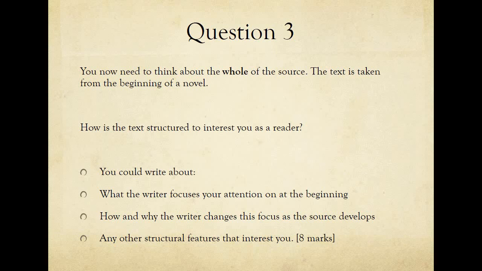I want you to write the subheading question 3. The two sentences at the top of the screen, I want you to write them down. And then the single sentence question underneath that, I want you to write that down. Everything that you could write about, those bullet points, you don't need to copy those down. Everything above the bullet points, I want you to write down in your classwork book. I want you to underline question 3, and I want you to underline the question: how is the text structured to interest you as a reader?